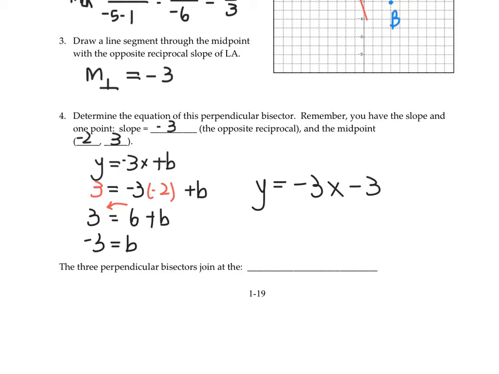-3. Now, if I were to draw all three perpendicular bisectors of the three different line segments that created that vertex, they would all intersect at the exact same point, and that point is called the circumcenter.